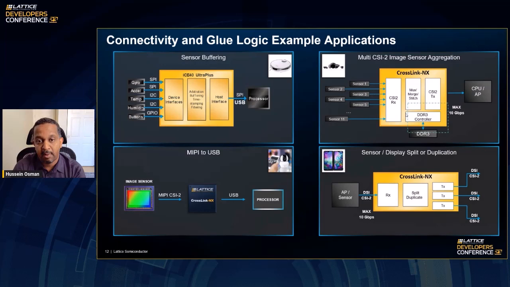On the bottom left corner is a MIPI to USB full camera pipeline on a device such as the Crosslink NX. This enables connecting to different types of sensors. If the designer within one product has multiple sensors to support, this way you can connect these different sensors to a processor through USB.